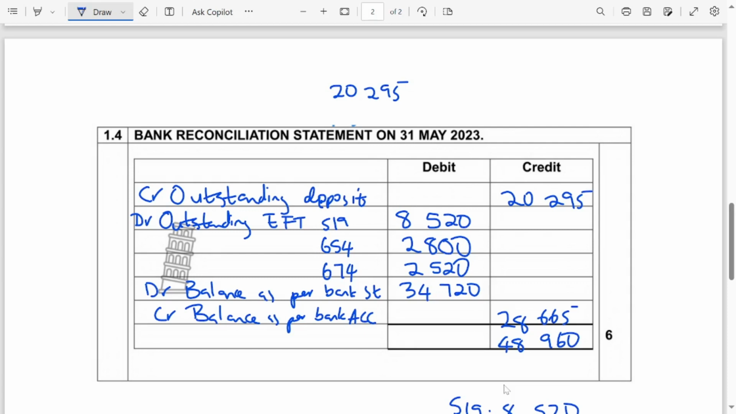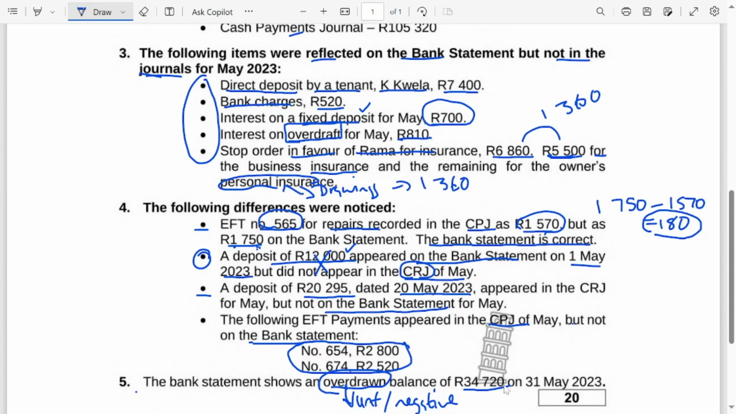So how much is that going to be? 8,520 plus 2,800 plus 2,520 plus 34,720 is going to be 48,560. So it is not balancing, which means we made an error somewhere. Let's check if we made an error.